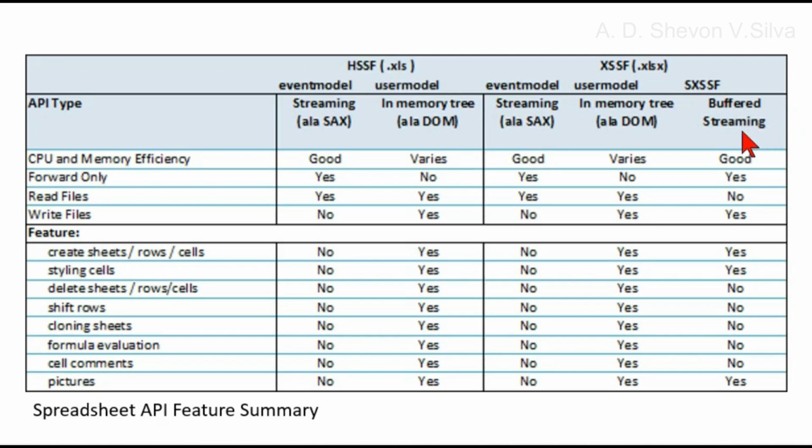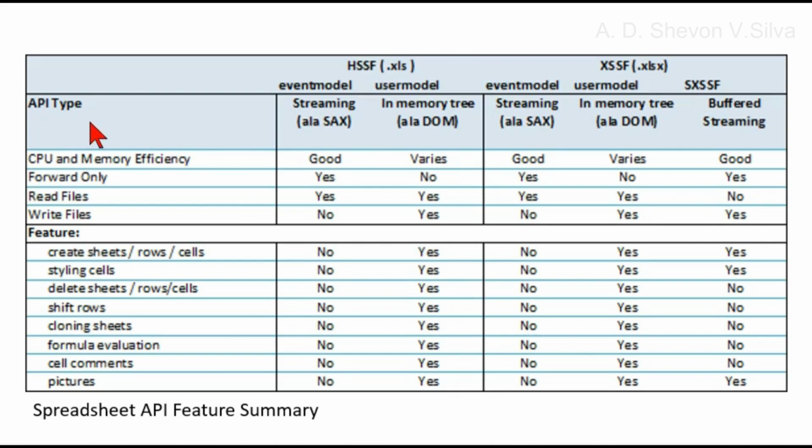Due to the streaming nature of the implementation, there are the following limitations when compared to XSSF. Only a limited number of rows are accessible at a point in time. Sheet.clone is not supported. Formula evaluation is not supported. The table here synopsizes the comparative features of POI's spreadsheet APIs.